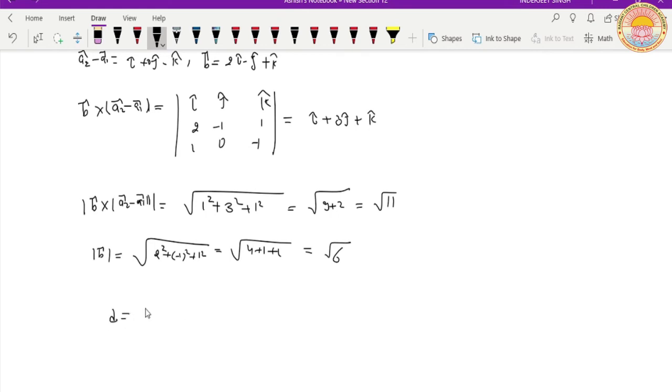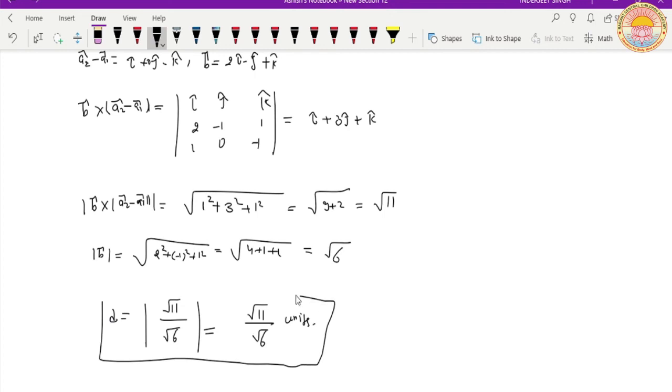So now we put these values in the distance formula for distance between two parallel lines. It will give d is equal to magnitude of vector B cross vector a2 minus vector a1, which is equal to root 11, upon, in the denominator, magnitude of vector B, which is equal to square root of 6. So the final value is square root of 11 upon square root of 6 units.